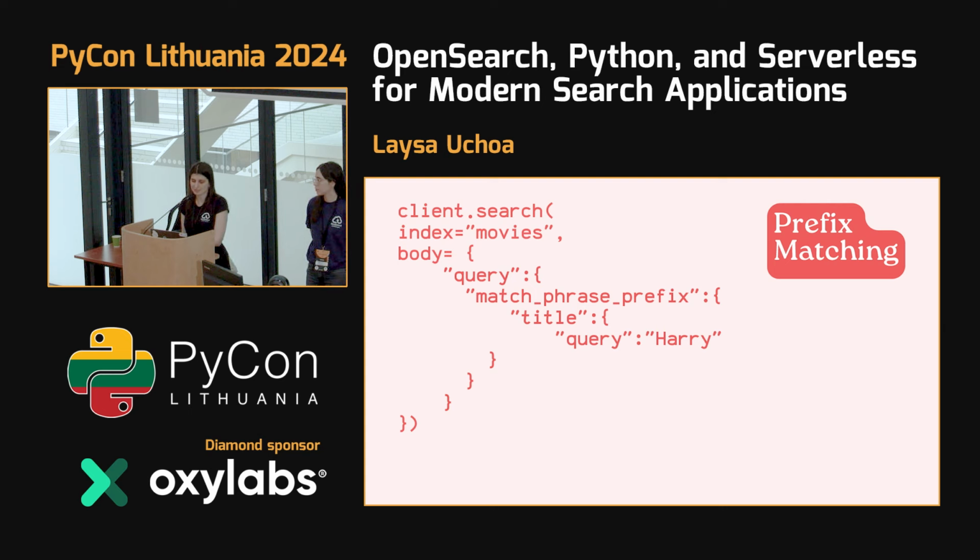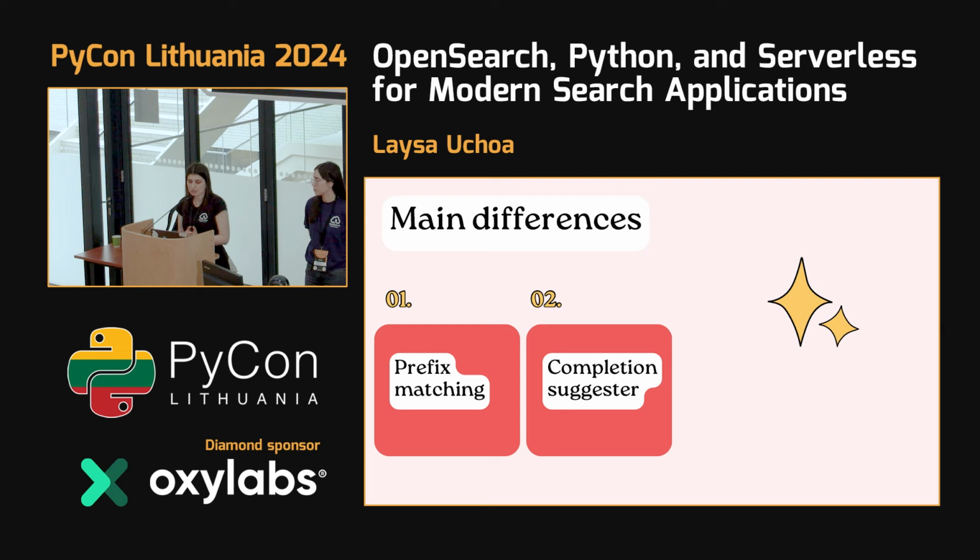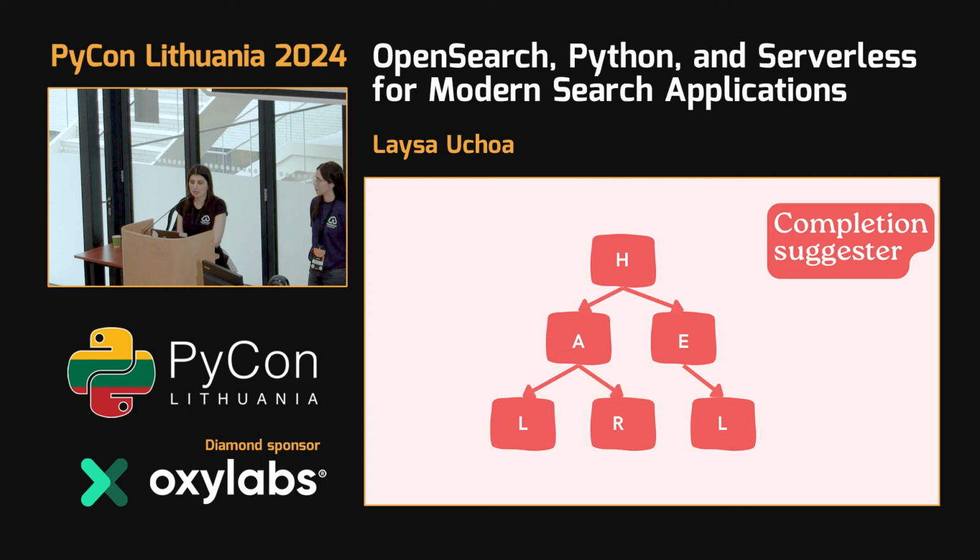That's why we have fuzziness, where we can still get our value. Another way is a completion suggester. With the completion suggester, it's more complicated, because for this you need to define your index, and when you define your index, you have to use a special type, completion, and when you use this type, the cluster does pre-processing for you.